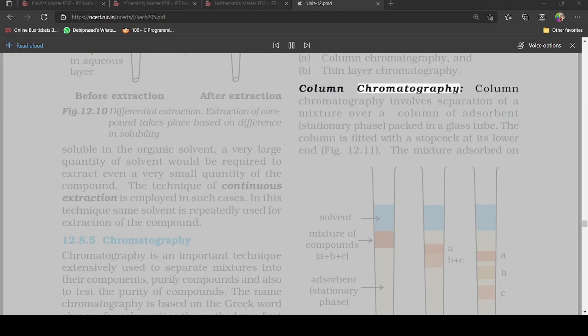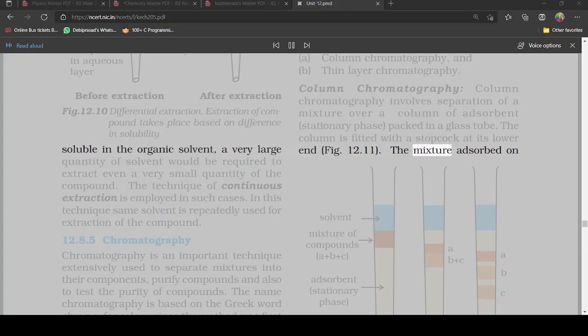Column chromatography. Column chromatography involves separation of a mixture over a column of adsorbent, stationary phase, packed in a glass tube. The column is fitted with a stopcock at its lower end.